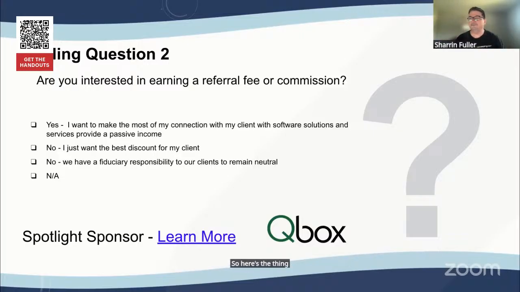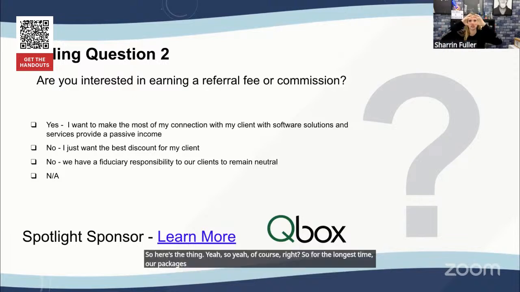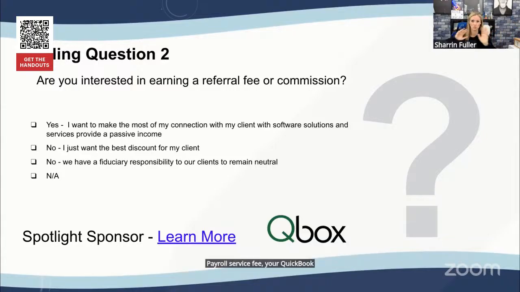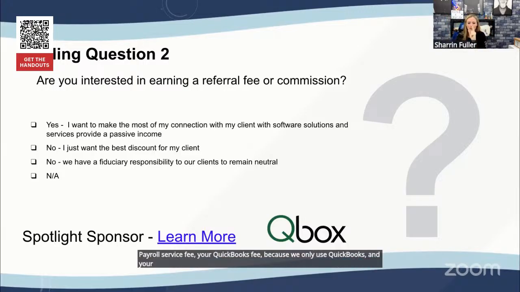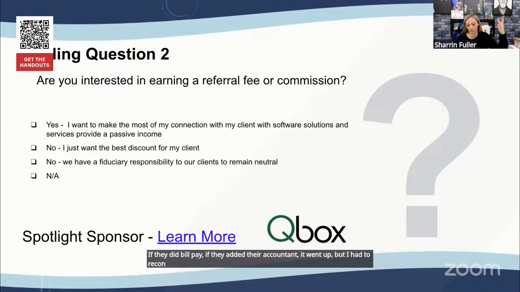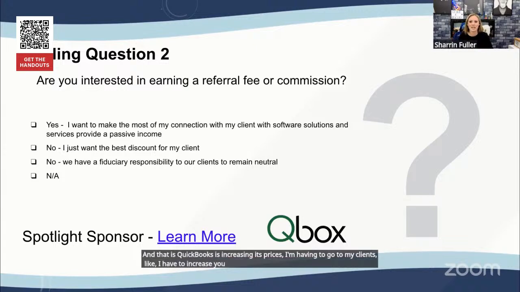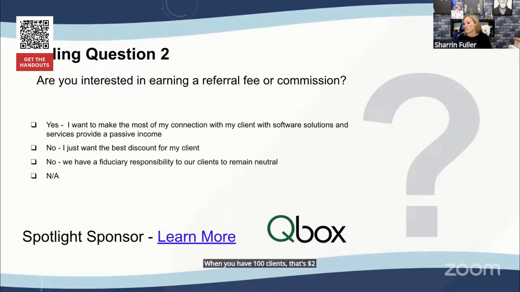Here's the thing. Yeah. So of course, for the longest time, our packages are you come to us and here's what you pay. It includes your payroll service fee, your QuickBooks fee, because we only use QuickBooks, and your services, right? We wanted to pay one fee. But then as we realized a year or so ago, if they did bill pay, if they added their accountant, it went up, but I had to reconcile. I go, why did my monthly QuickBooks bill go from 3,500 to 5,000? What's happening, right? And the time that took. And then as QuickBooks is increasing its prices, I'm having to go to my clients like, I have to increase you by $20. And even though it sounds pithy, when you have 100 clients, that's $2,000. That's 24,000 a year.